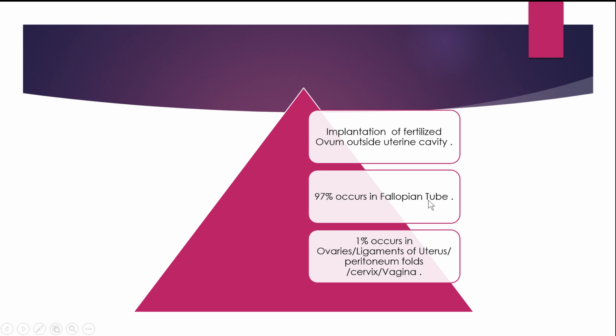97% occurs in the fallopian tube. This is the most common site of ectopic pregnancy. The 1% it could be possible in ovaries, uterus, ligaments of the uterus, peritoneum, fold, cervix, and vagina.